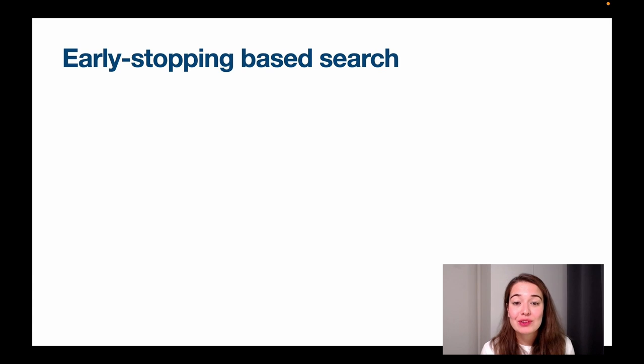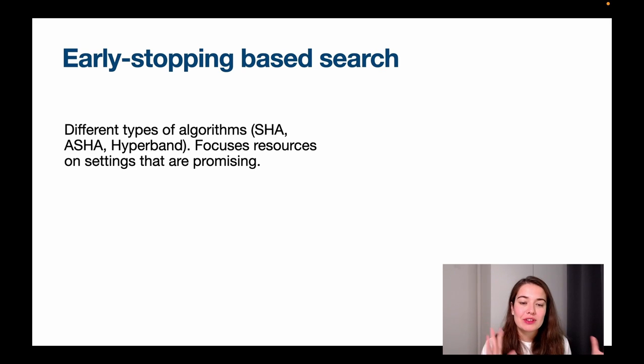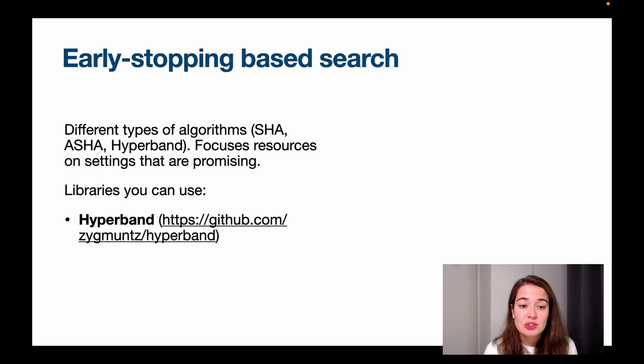And then we have early stopping based search. So there are different types of algorithms in early stopping based search, but basically their goal is to stop the unpromising runs earlier so that you can spend more resources on the settings that are more promising. Some of the examples of algorithms in this class are successive halving, asynchronous successive halving, or hyperband. And hyperband actually is a library also that you can go and try out for yourself today.